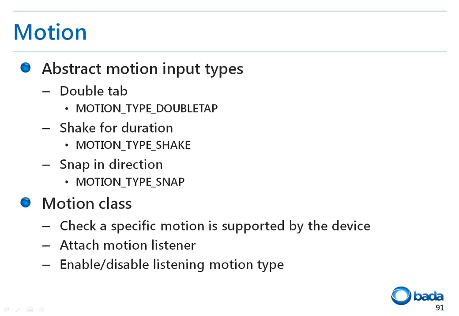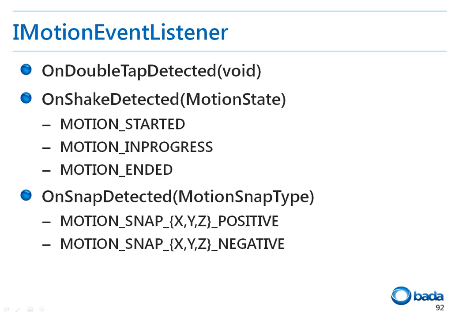To support these functions, the motion class supports the functions to identify whether a motion is supported by the device or not, and to add listeners to get each of the motions, and to define whether to listen to a specific type of motion or not. Now, let's take a look at the listener object in more detail. The listener object used here is the iMotionEventListener class. This listener provides the on double tap detected, on shake detected, and on snap detected functions.